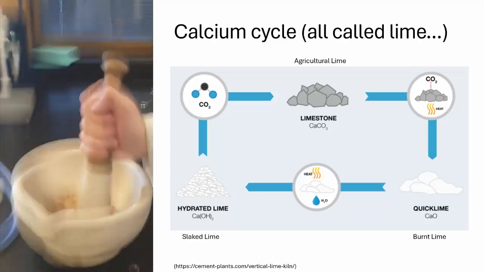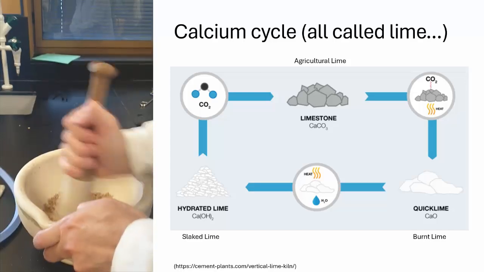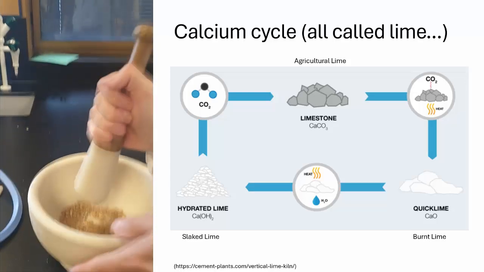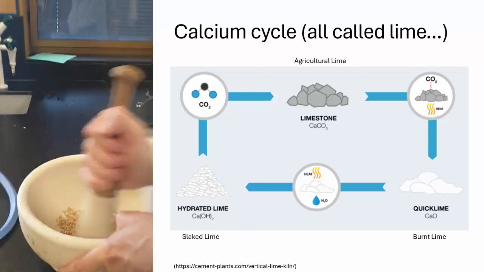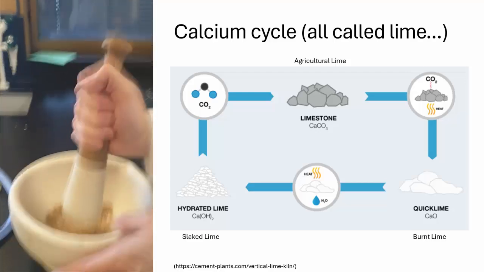Limestone is calcium carbonate, but it's also called agricultural lime. And then I would say calcium oxide is the cement, quicklime or burnt lime. And so you put heat into it and carbon dioxide comes off.